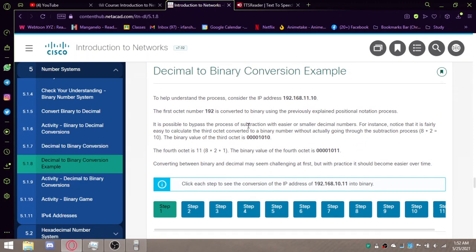Binary to decimal conversion to help understand the process, to consider the IP and the first octet.